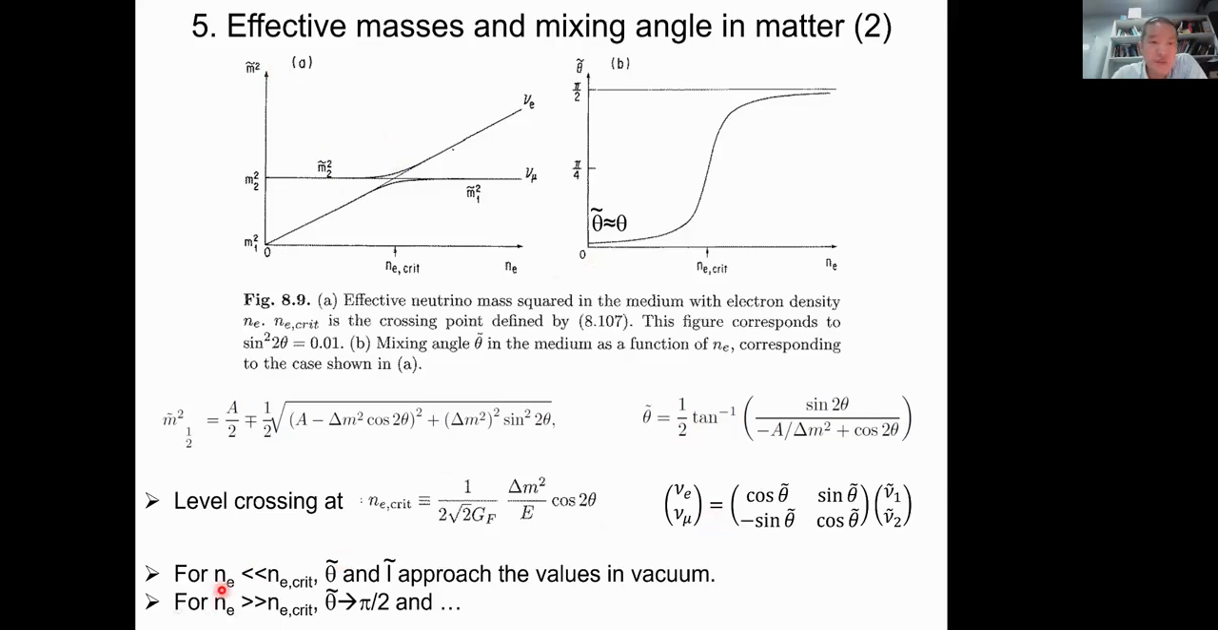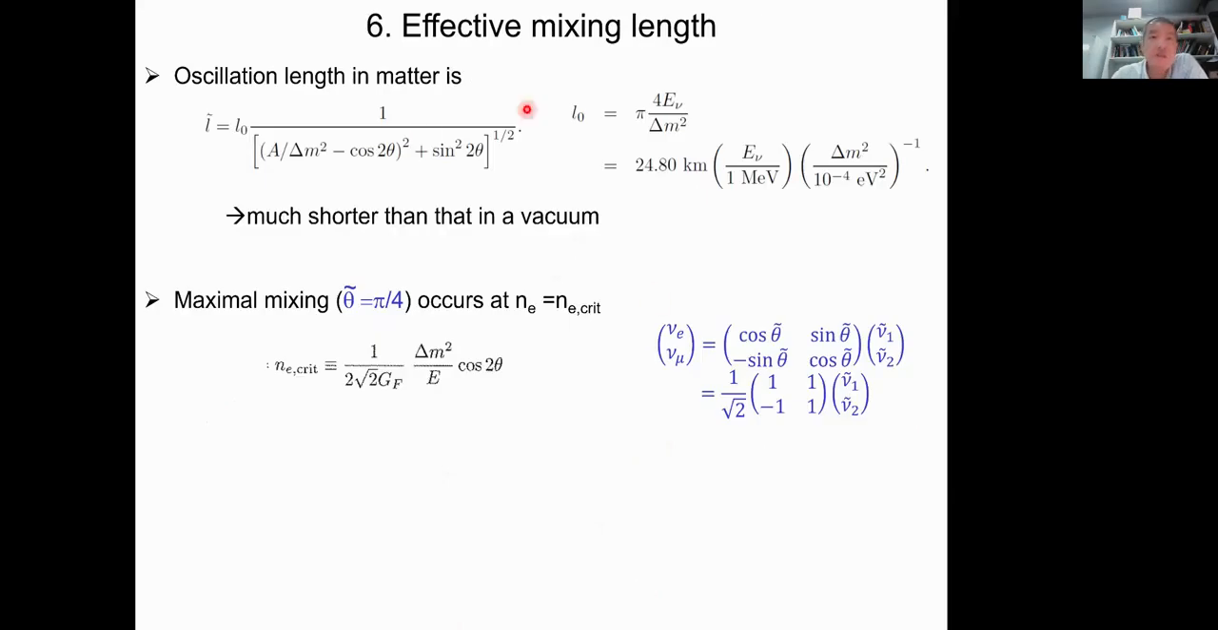And if n is much larger than the critical value, then the mixing angle approaches pi over 2, as is apparent from this definition. And also L tilde is affected. The oscillation length in matter is given by this equation. Here L0 is the length in vacuum, which has this typical length for this energy and mass squared difference. Because at high electron number density, A is very large, this L tilde is much shorter than L0.